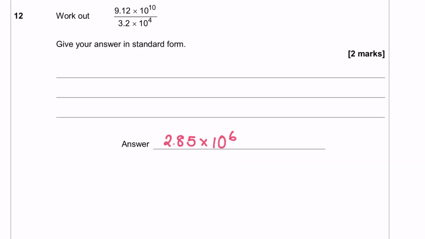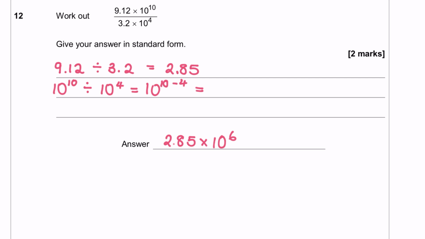But let's consider if it was a non-calculator question. How would we go about this? We would have 9.12, we'd take the numbers and divide them by each other, and when we do that, we would get the 2.85. We would then take the indices and divide them by each other, and when we divide indices, we take them away. So we would end up with 10 to the power of 10 minus 4, which is 10 to the 6. Now, if you've got time, you can always check your work and double check that you're doing it correctly.